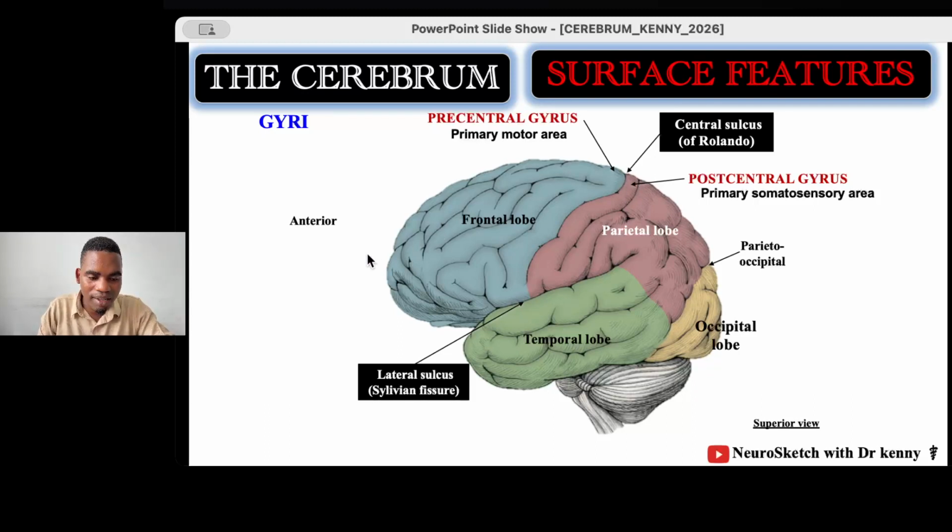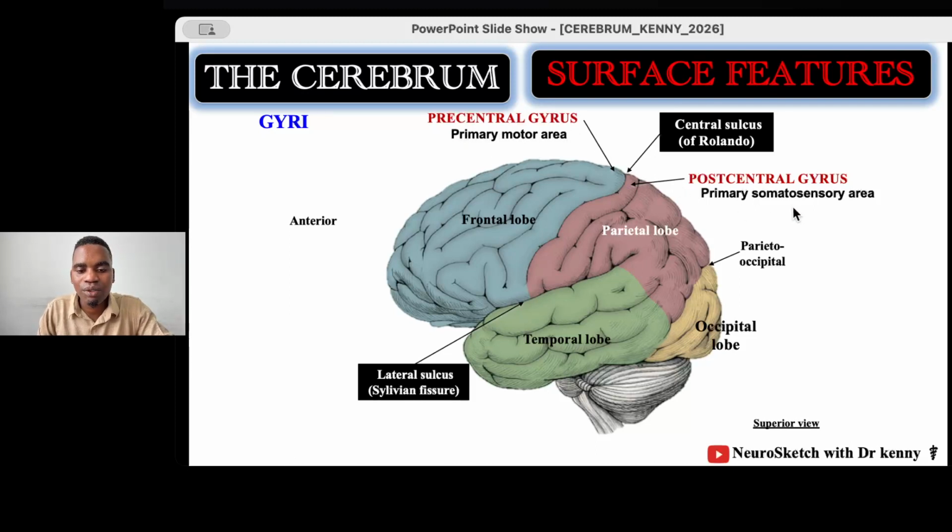So if you're coming from the anterior side, you're going to meet the pre-central gyrus, the gyrus before the central sulcus. After moving past the central sulcus, you're going to see the post-central gyrus, the gyrus after the central sulcus. Now, by definition, the pre-central gyrus is the primary motor area, which is also called Brodmann area number 4. You can always write that down.